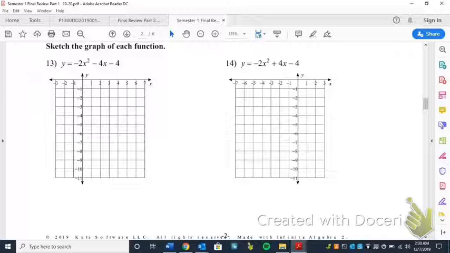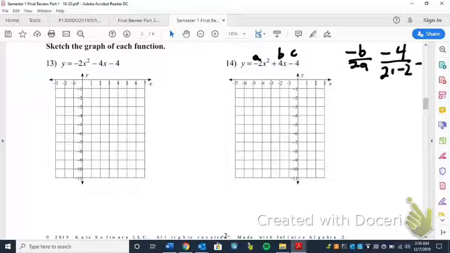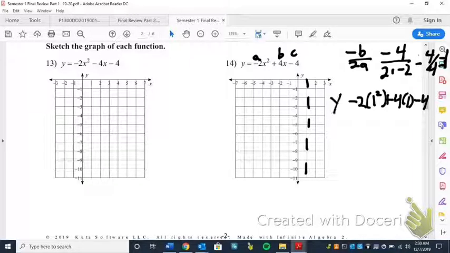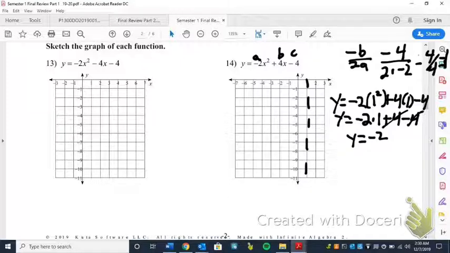Same general idea for the next one. Really, the only difference between 13 and 14 is 14 has a plus 4. So we're going to go negative b over 2a, negative 4 over 2 times negative 2. So instead of a negative 1, I'm going to get a positive 1 for my axis of symmetry. I'm going to go back and plug that positive 1 into the equation. Again, the 4's cancel out, and I end up with negative 2 as my y. So that gives me a vertex of 1, negative 2.